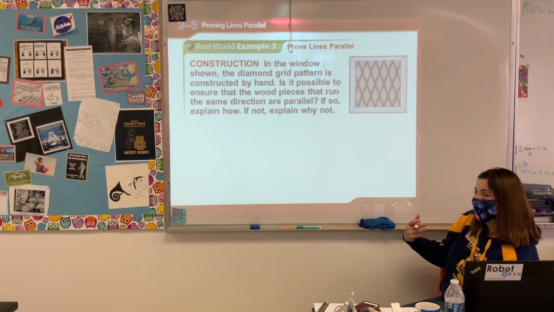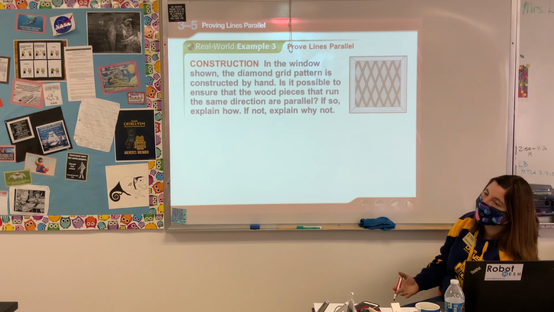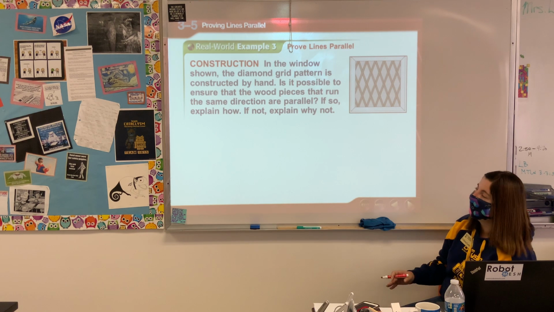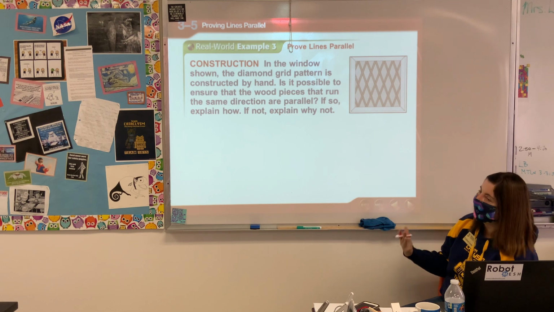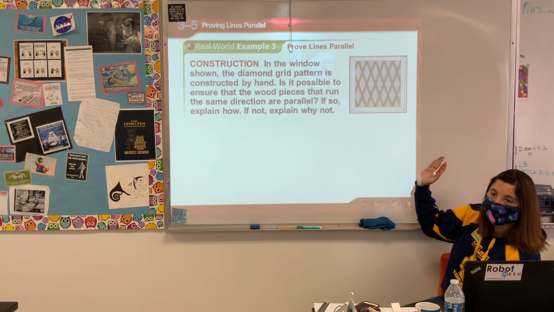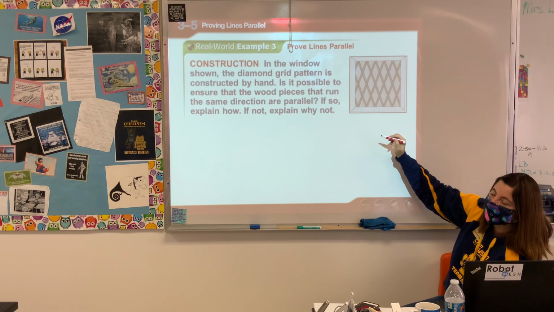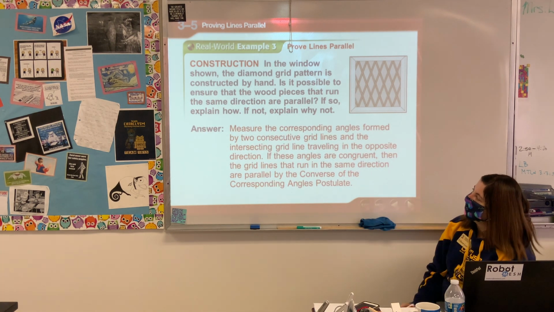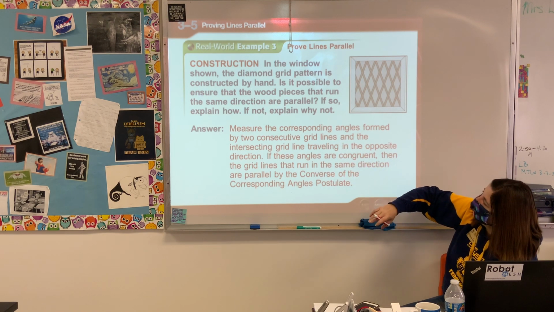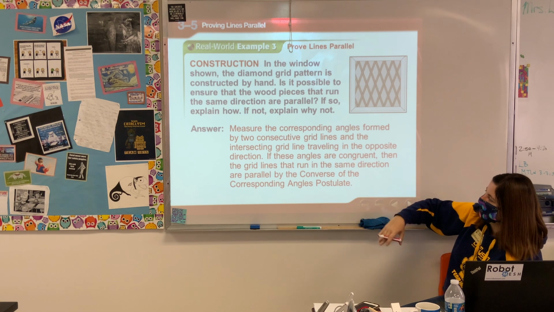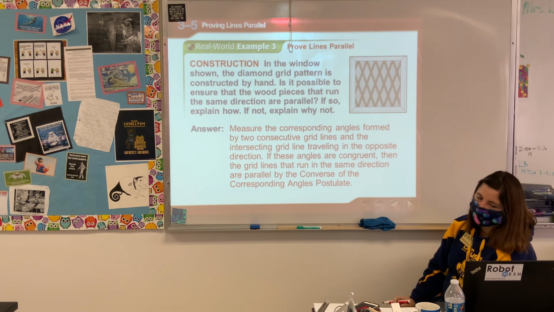We need to find some relationship between different angles, whether it's corresponding, alternate interior, alternate exterior, consecutive interior, and measure them. If we find that we have congruent angles, the same measure between, say, corresponding angles, we can prove the different slats parallel. If I were doing consecutive interior, then those two would have to add up to 180. So here's the answer. Measure the corresponding angles formed by 2 consecutive grid lines. If these angles are congruent, then the grid lines that run in the same direction are parallel by the converse of the corresponding angles postulate.